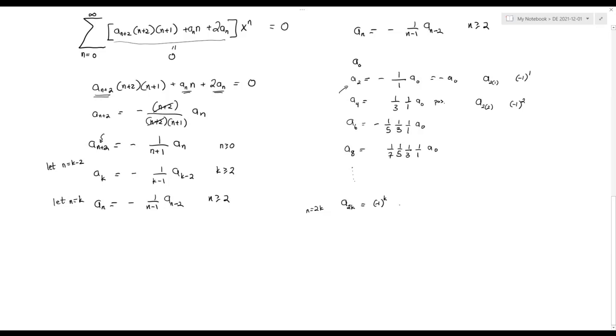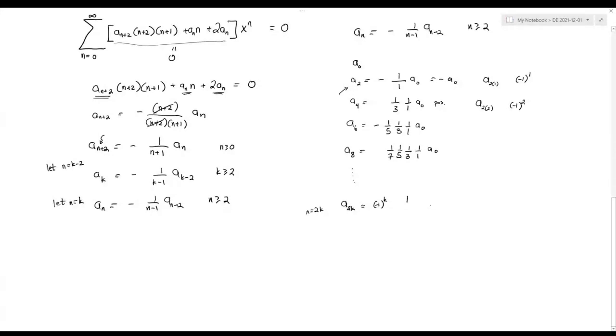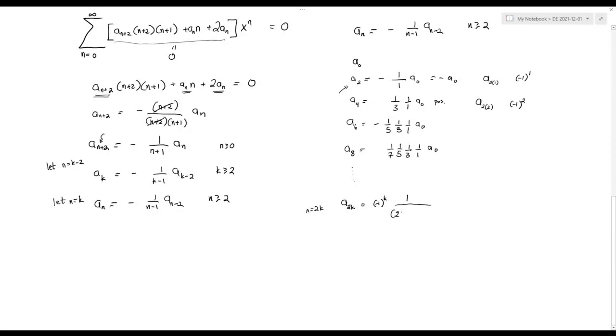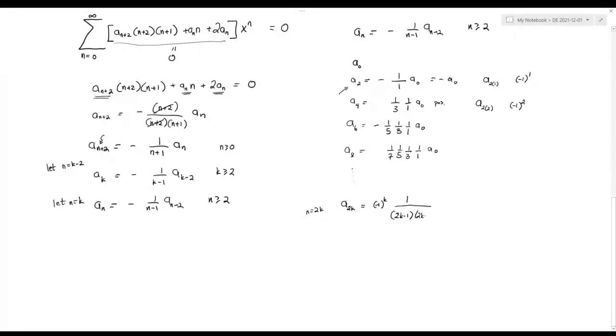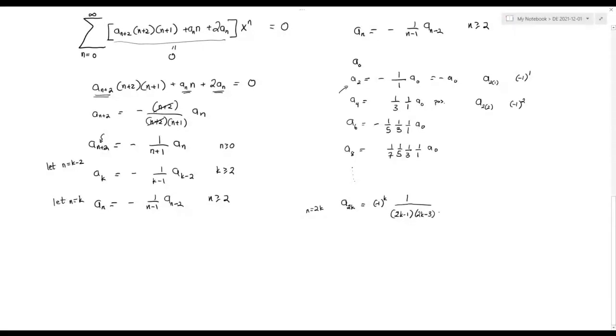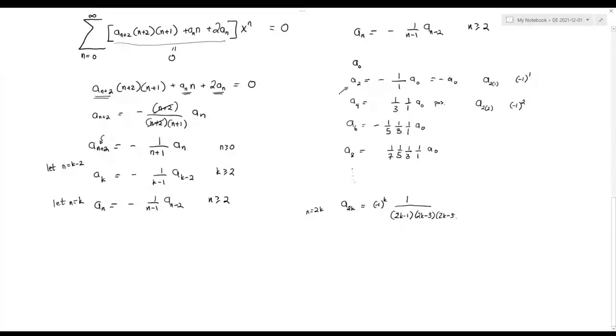And in the denominator, we have a factorial sort of, of just the consecutive odd integers. So we get 1 in the numerator, and in the denominator this is going to be 2k minus 1, right? So the 7 is 8 minus 1, 5 is 6 minus 1, then 2k minus 3, and so on, 2k minus 5, all the way through 1.